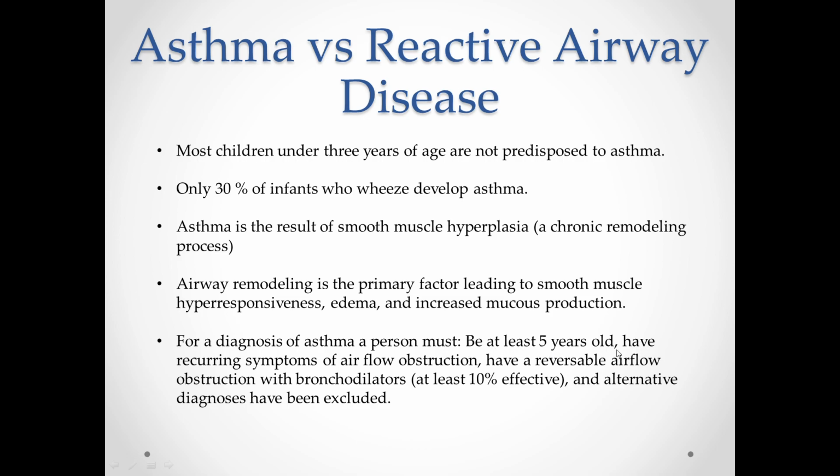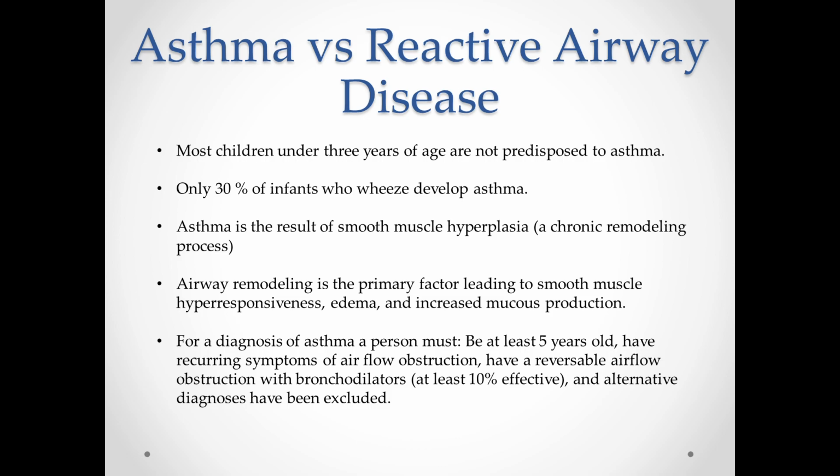So for a diagnosis of asthma, a person must be at least 5 years old, because they have to be old enough for smooth muscle cell remodeling to occur. They have to have recurring symptoms of airflow obstruction. They have to have a reversible flow obstruction with a bronchodilator, and it has to be at least 10% effective. If there isn't a reduction in airflow limitation from a bronchodilator, then the obstructive disease is something different.